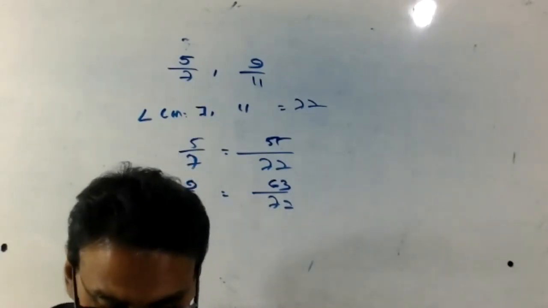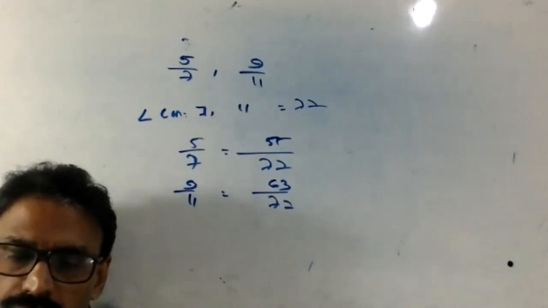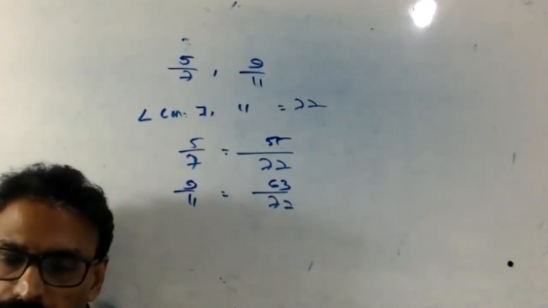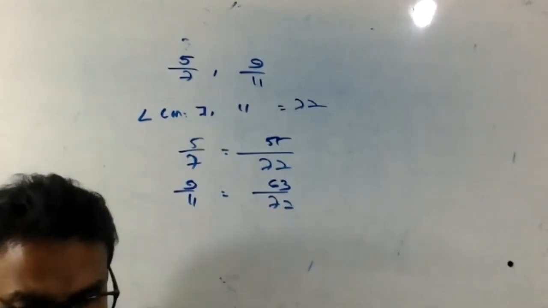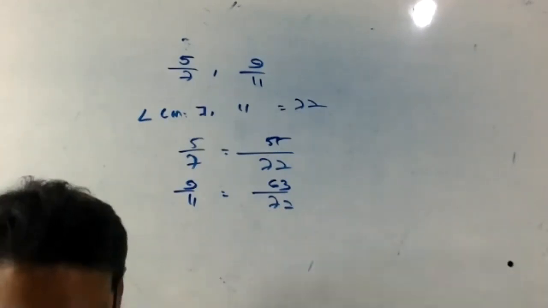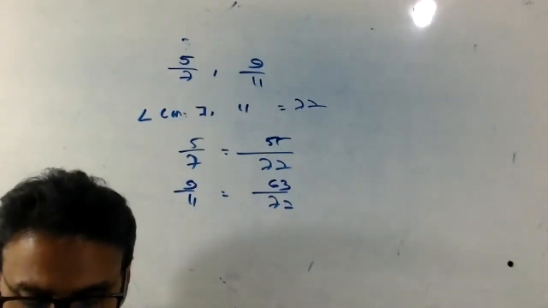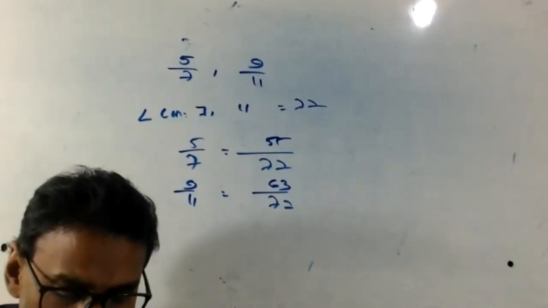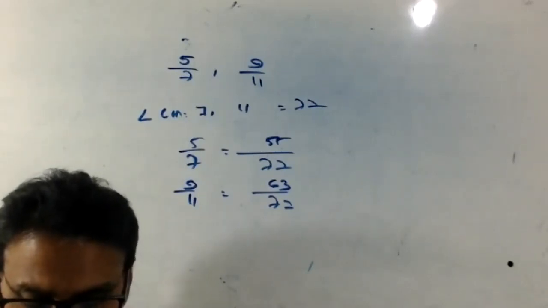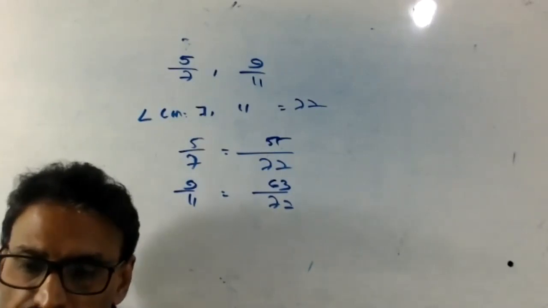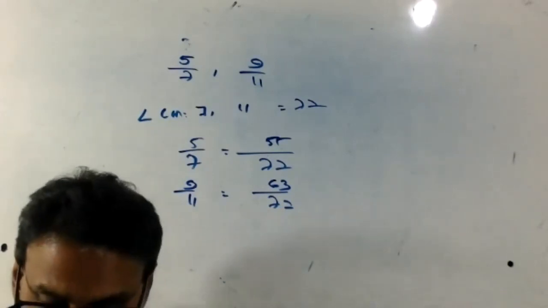So, next question. Are you okay now? Is this clear now or not? Okay, then try. Find 4 rational numbers between 1 by 5 and 1 by 6. Okay, try now.